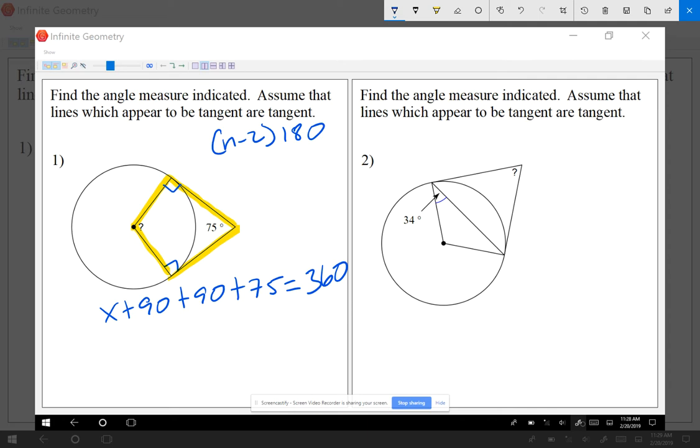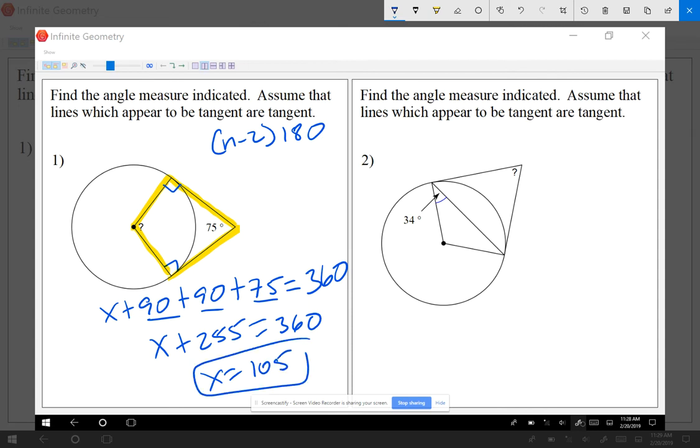I'm going to combine my like terms, 90 plus 90 plus 75. So I have that x plus 255 is equal to 360, right? I just combined my like terms. Now x plus 255 equals 360. Let me subtract 255 from each side. X in this case is 105. That angle is 105. So not too bad on this one.